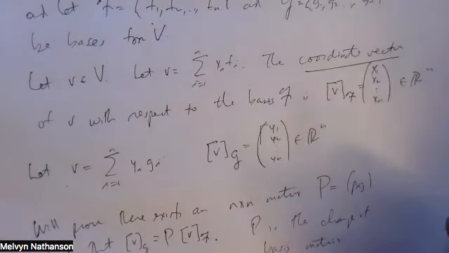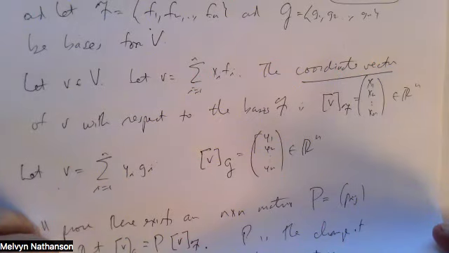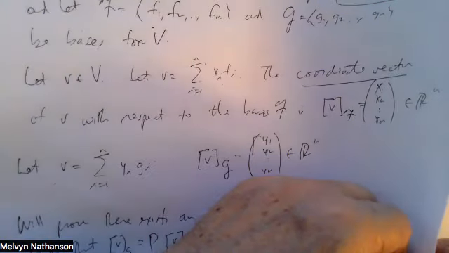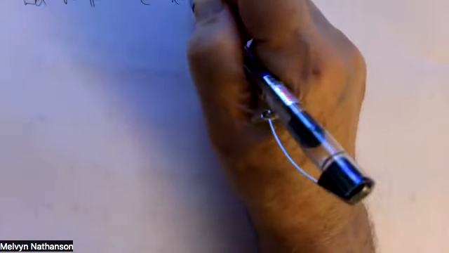So let's take the simplest example possible. The simplest vector space is R2, and one basis is the standard basis. So let V be the vector space R2. Suppose E1, E2 is the standard basis. So E1 is the vector (1, 0), and E2 is the vector (0, 1).